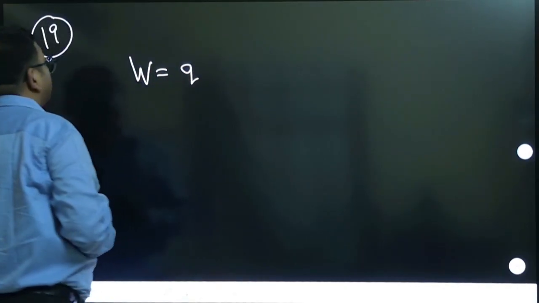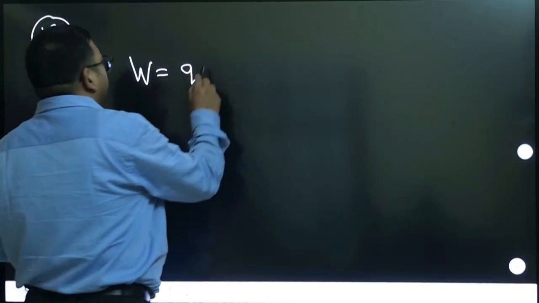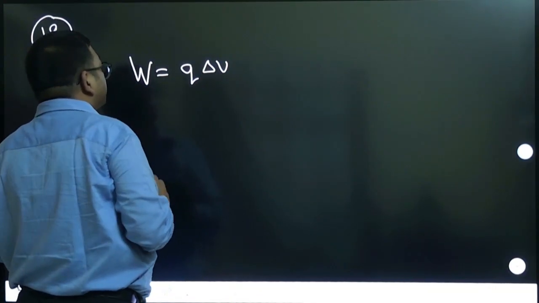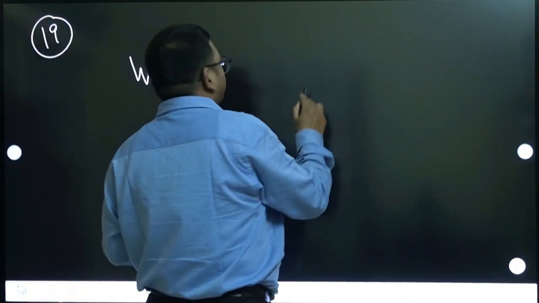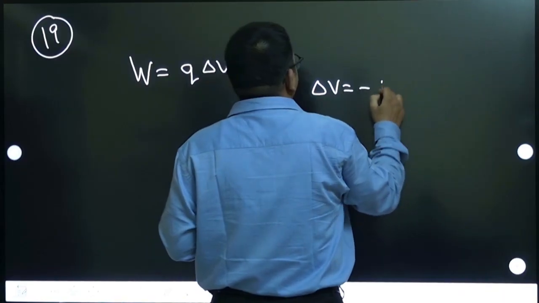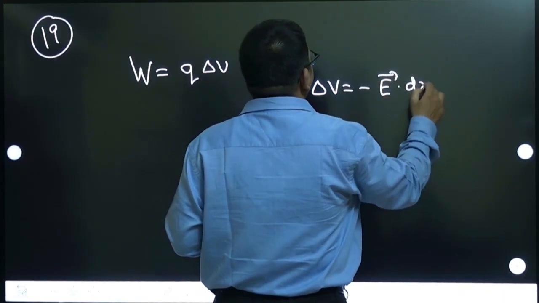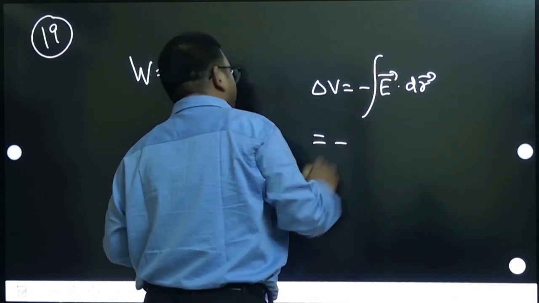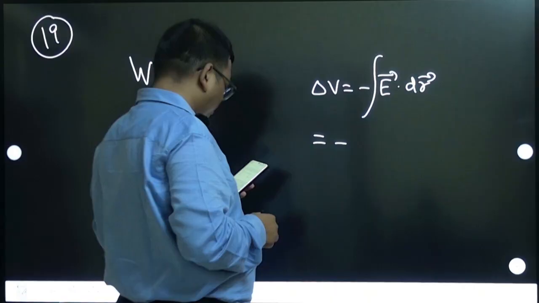Find the magnitude of work done. A to B electric field is given. Work done in moving charge. So what is the work done? It's charge into potential difference. So potential difference, let us calculate. Minus E vector dot dr. We can do integration, right? Let us calculate this.